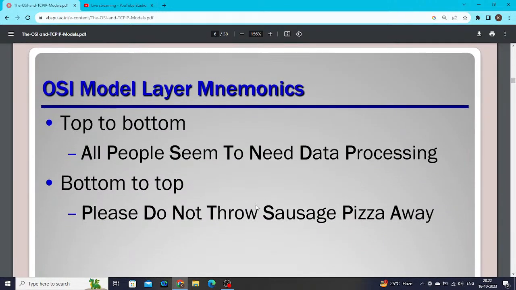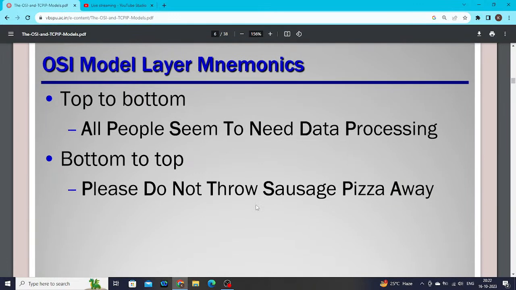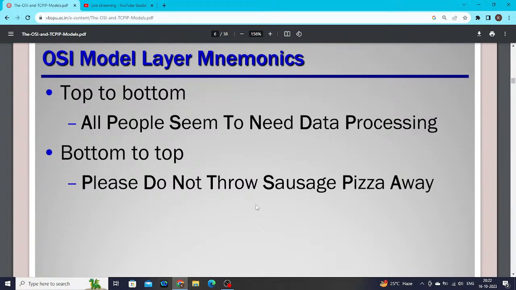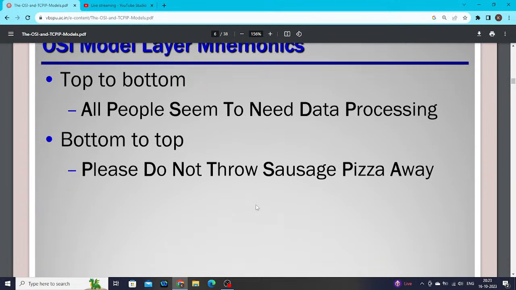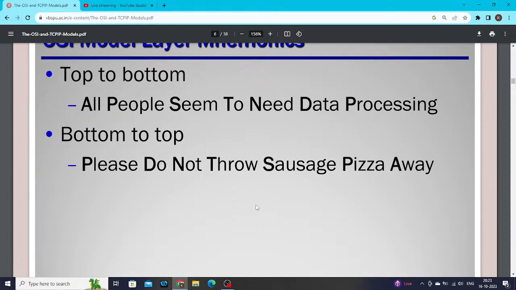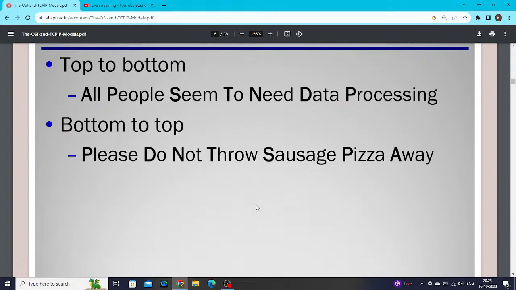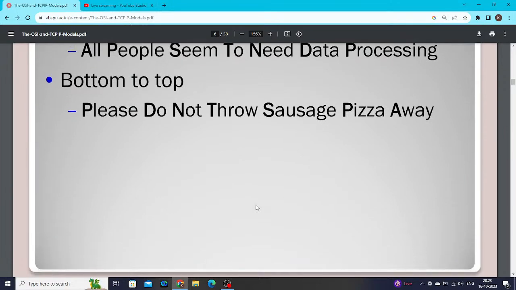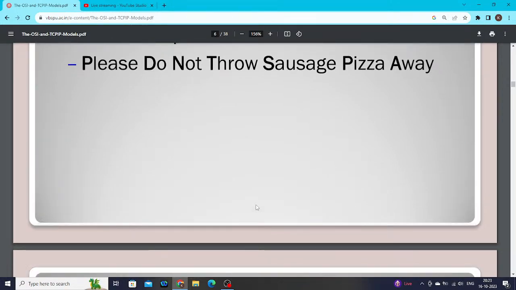So the OSI layer model mnemonics, top to bottom, are: All People Seem To Need Data Processing. And bottom to top: Please Do Not Throw Sausage Pizza Away. So these are the two methods to learn these layers. If you learn by these names, it is very sufficient.